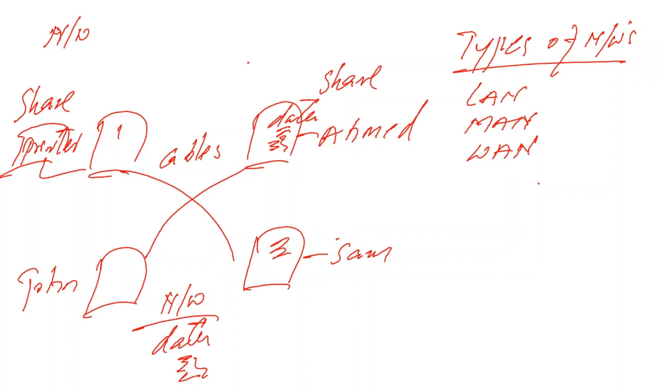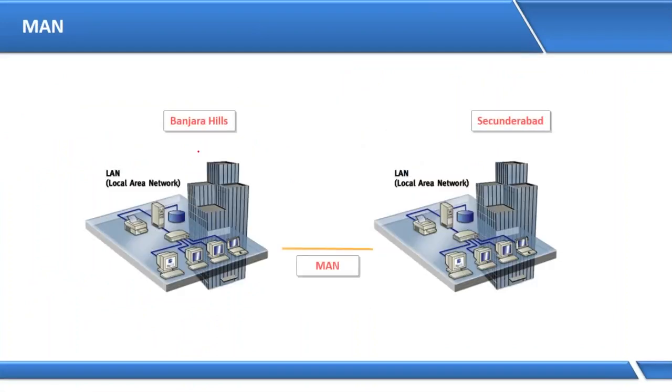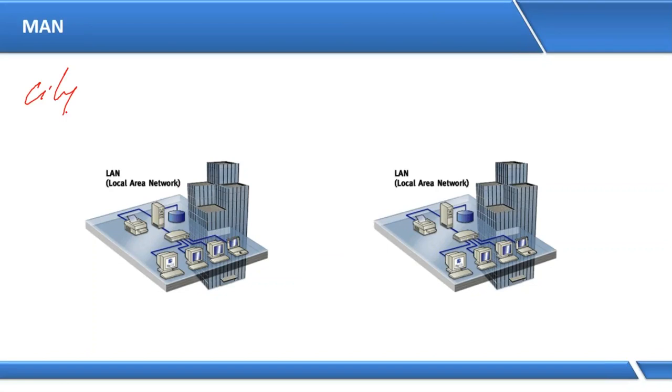The town has two lines connecting. You can see here, I have two branches. One is in Banjarpet, one is in Hyderabad. These two LANs are not connected, so users cannot access the other LAN's data. But one day my boss comes and says, sir, within the city we have two branches.